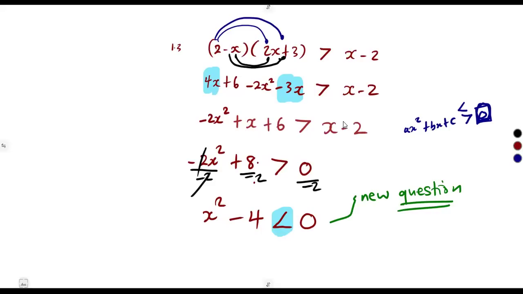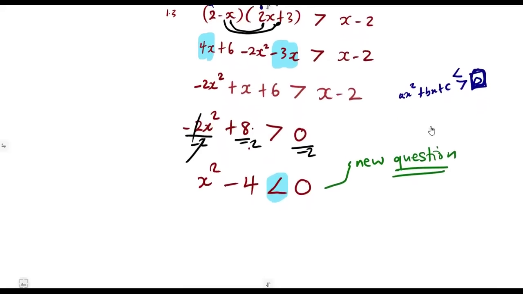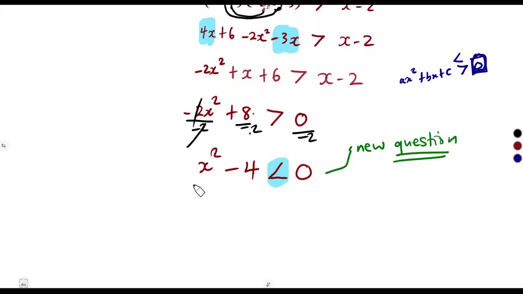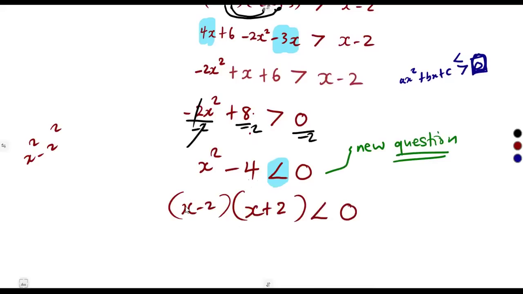How are you going to solve this? Factorization. Remember, you need the critical values. So it's a difference of two squares here. Remember, 4 is the same as what? x squared minus 2 squared. So we've got a difference of two squares: two brackets, (x minus 2) and another bracket (x plus 2), is less than 0. So this is what we have.